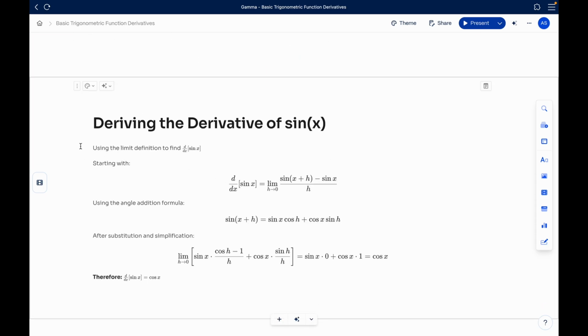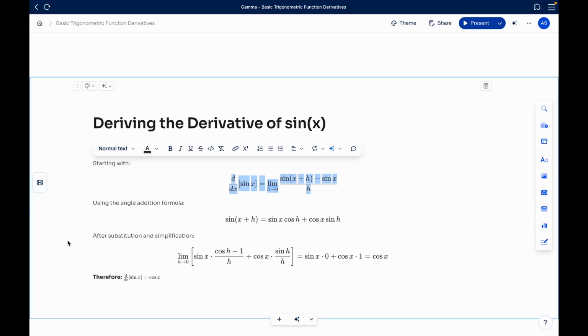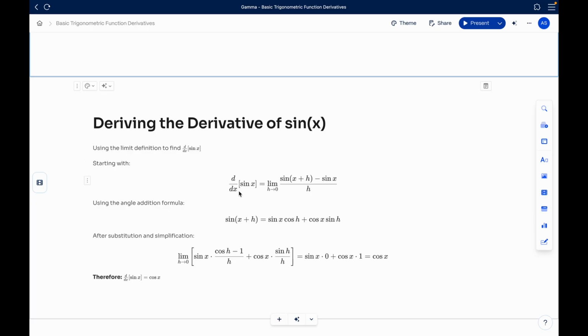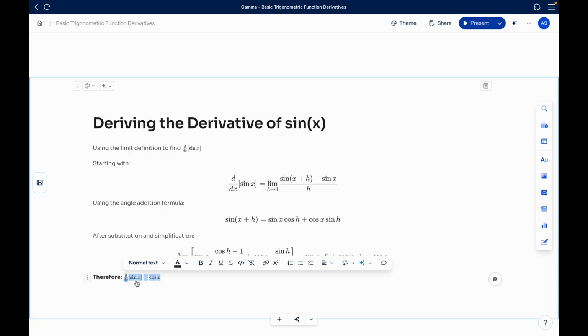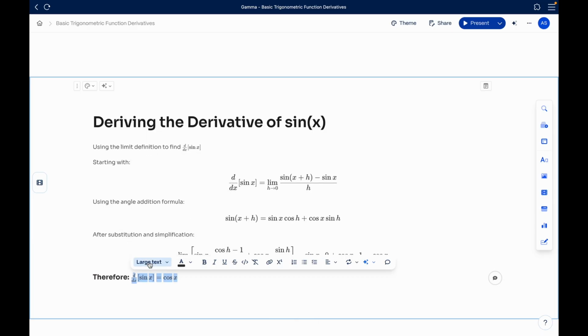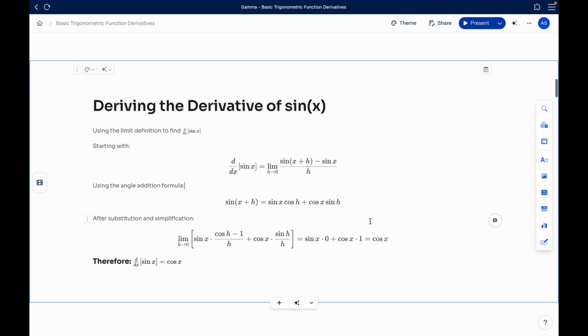Here are all the steps to derive, using the limit definition, the derivative of sine of x. Starting off with d over dx of sine x is equal to the limit as h approaches 0 of sine x plus h minus sine x divided by h. Then, using the angle addition formula, which we covered last video, or really it wasn't a coverage, it was more so a review, just to prepare you guys for this so you weren't surprised when I started using this.